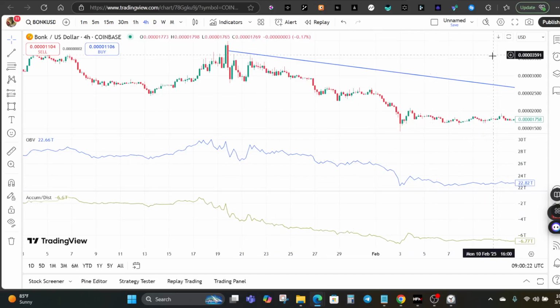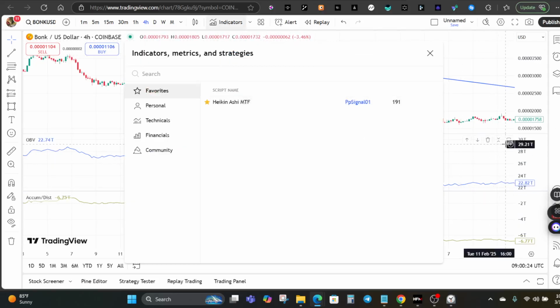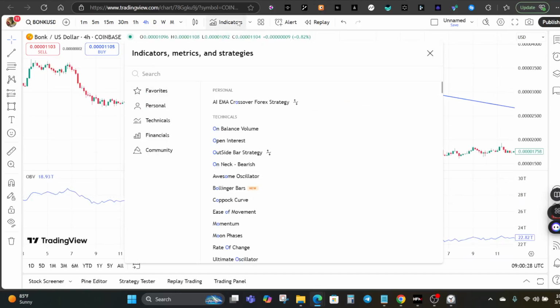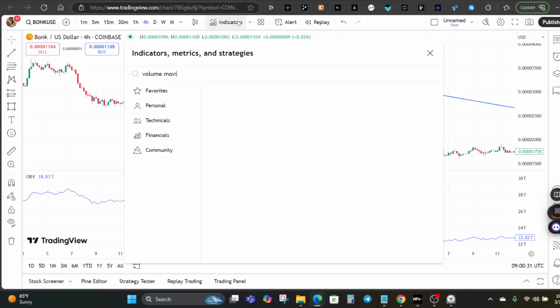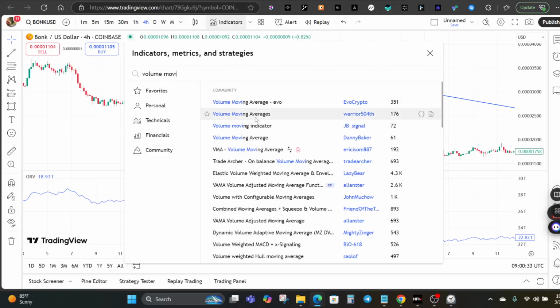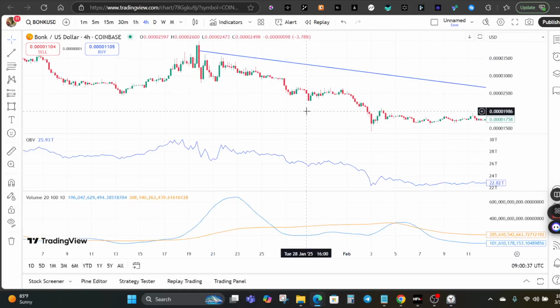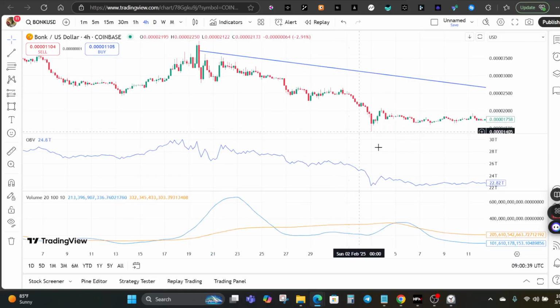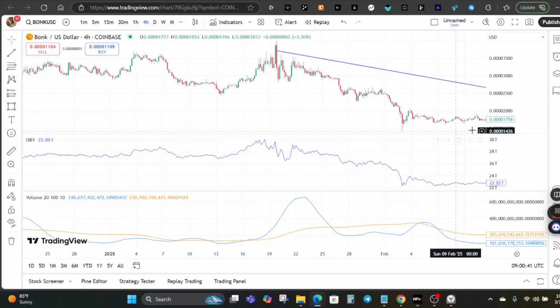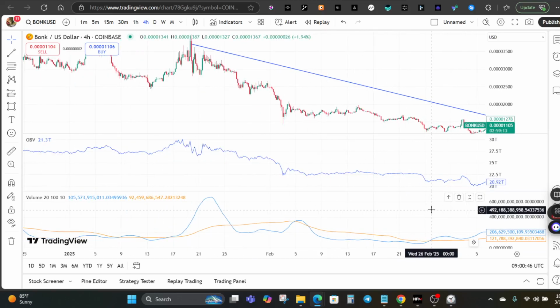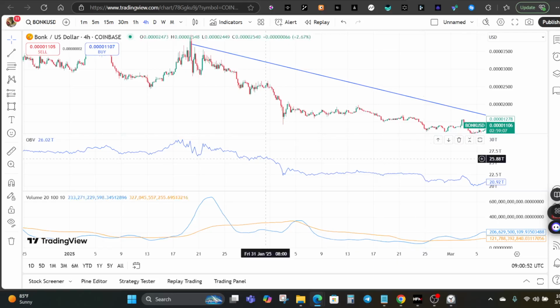All right, and then we also have volume moving averages. Okay, it's a simple way to smooth out volume fluctuations and identify long-term trends in trading activity. So these indicators work best when combined with support and resistance levels, trend lines, and price action strategies.